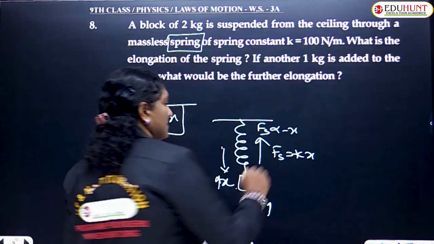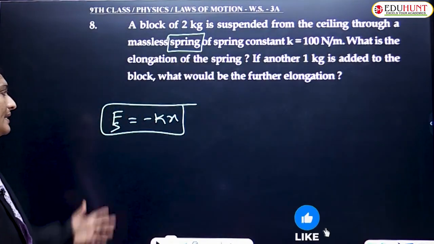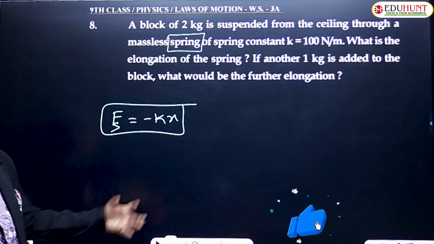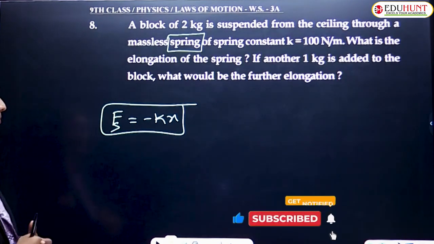That thing you need to understand. So we know the formula: the spring force is given by minus kx. The larger the elongation, the larger will be the restoring force, proportional to that in the opposite direction.